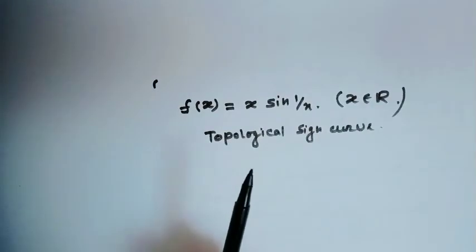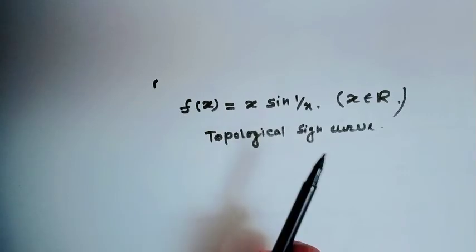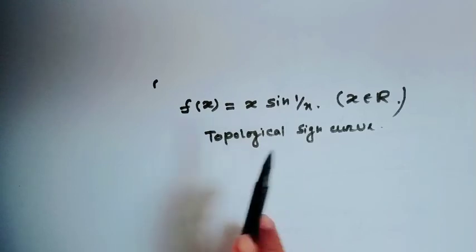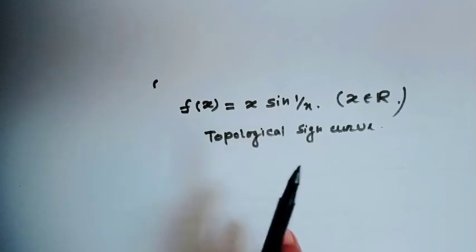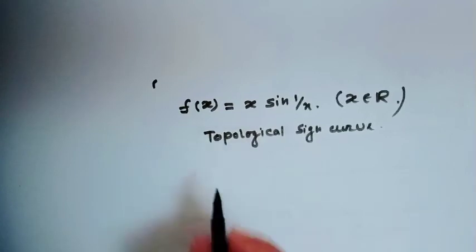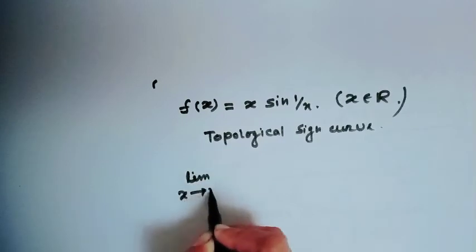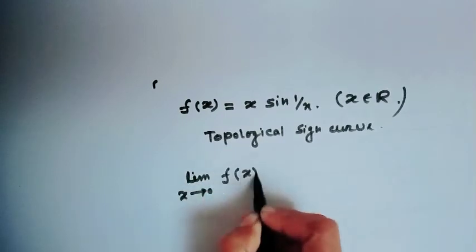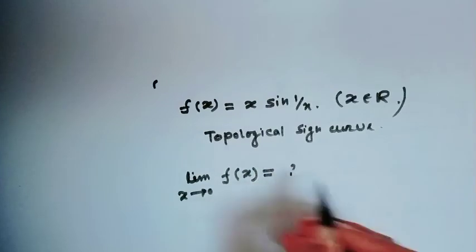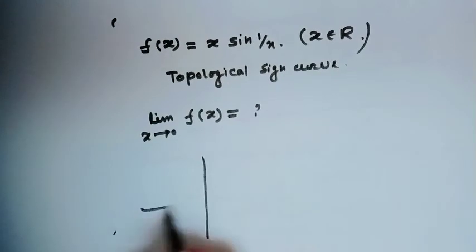This function is not defined at x equal to 0. But what would happen if I take the limit of f(x) as x tends to 0? Limit x tends to 0, what would be the value of f(x)? Let's see the picture.